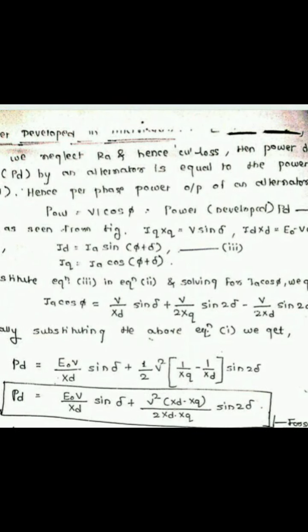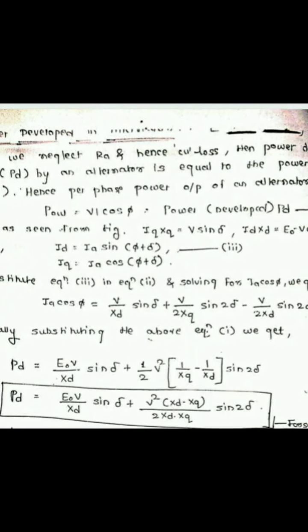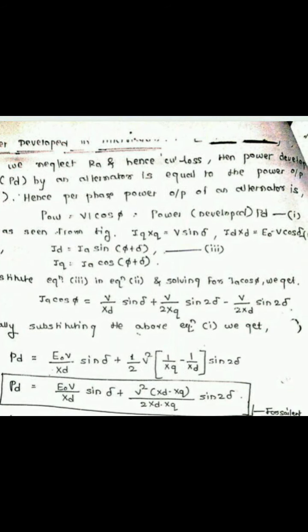So substitute equation number 3 into equation number 2 and solve for Ia cos phi. Substituting the value of Id and Iq and solving for Ia cos phi, we get the equation: Ia cos phi is equal to E0 upon Xd, that is direct axis reactance, into sin delta, plus V upon 2Xq sin 2 delta minus V upon 2Xd sin 2 delta.